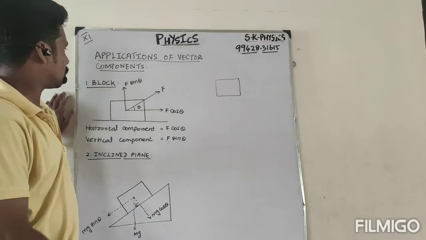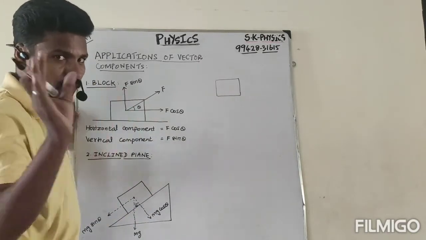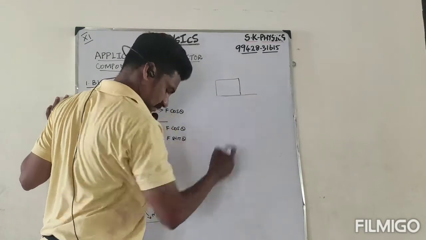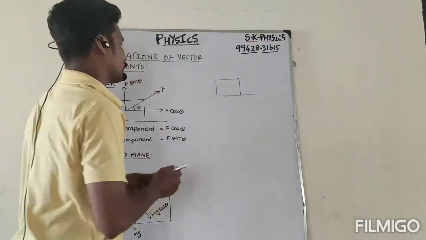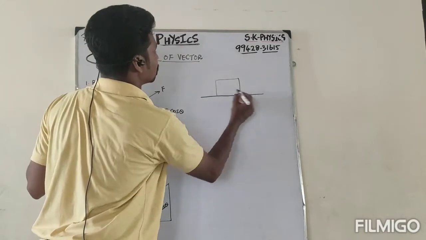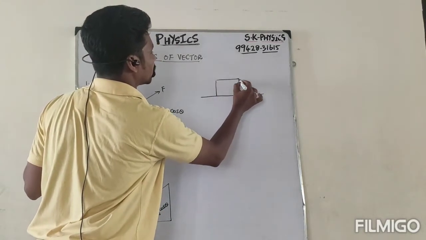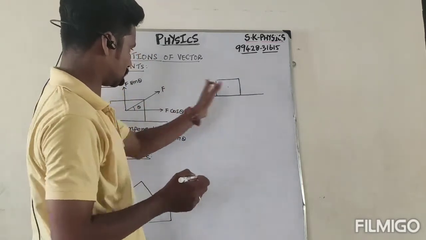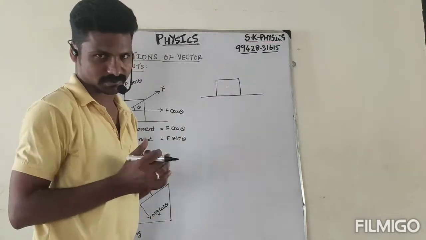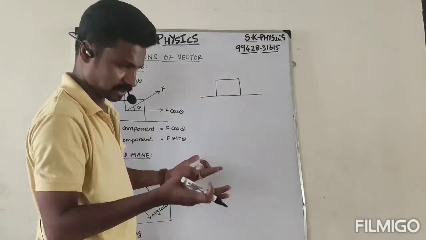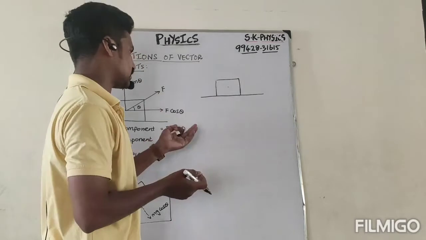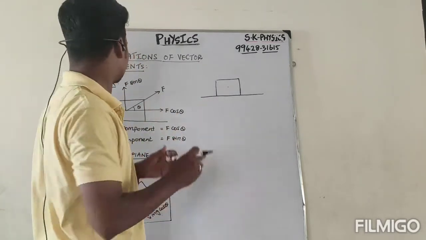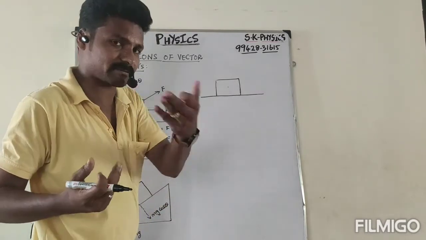So I'm going to explain only for this block. Take one block on a surface. Let us imagine there are two components. If it is a force, it means force-related components. Velocity means velocity-related components. Acceleration means acceleration-related components. Let us imagine, I am going to give the example for the force.